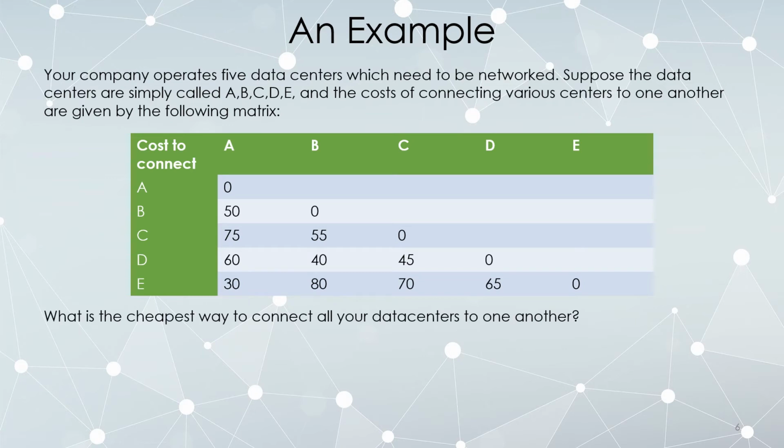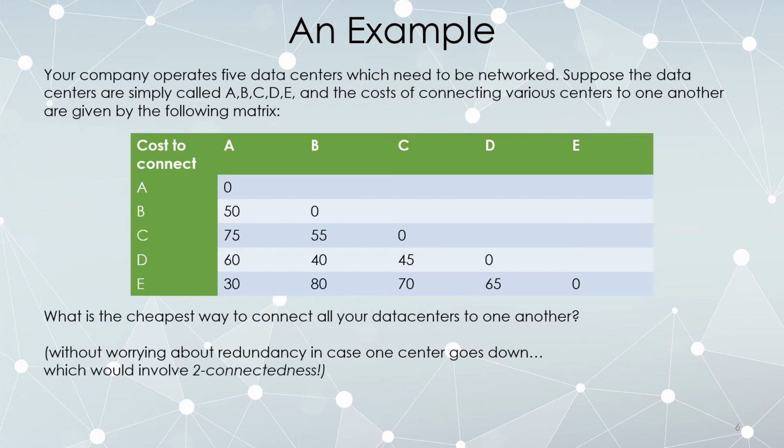So what's the cheapest way to connect them all to one another? In other words, what's the minimal spanning tree that I can extract from this information? We are only making a spanning tree. In other words, if we remove any single edge, the result would be disconnected. So there's no redundancy in case one data center goes down. That would be something that involved two-connectedness. In other words, can I start removing vertices and their associated edges while remaining connected? That's where you want redundancy in your network, but we're not addressing that here.